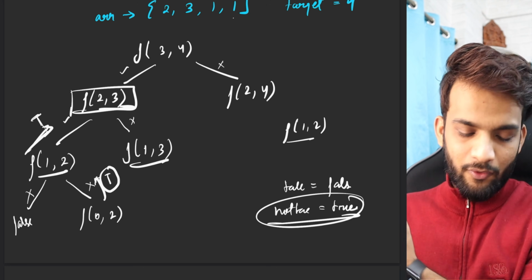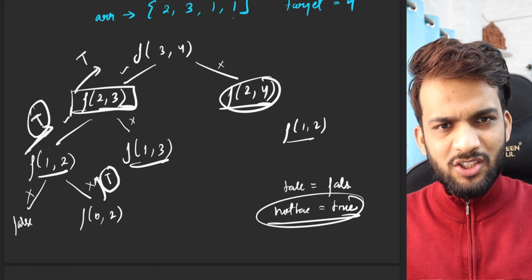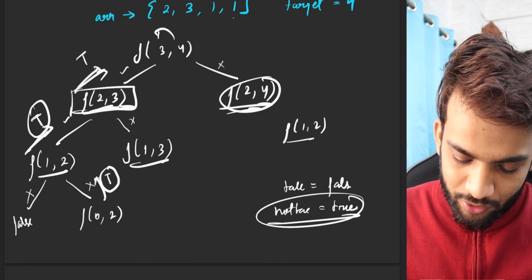Now this f of 2, 3 sees that this is giving him true. And you can solve this f of 1, 3, but the moment it gets one true, it returns. Again, you can solve this, but there is no requirement of solving this. Since you got a true over here, this can also return a true.